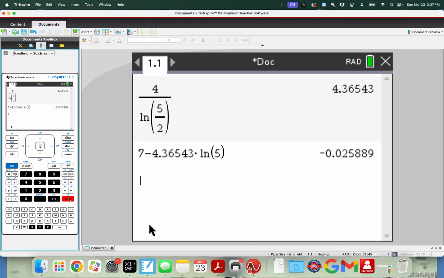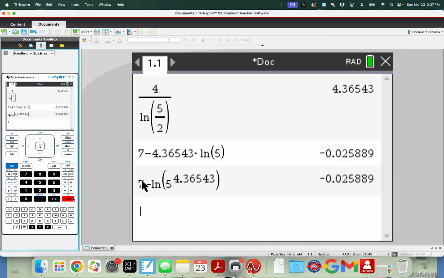Now, if we had changed that into an exponent, it should actually be the same thing. So let's check. 7 minus, because the rules do work, the natural log of 5 raised to the 4.36543 power should be the same thing. Yep, same thing. The rules still work. So you could simplify it as an exponent, and it would still give you the same answer.